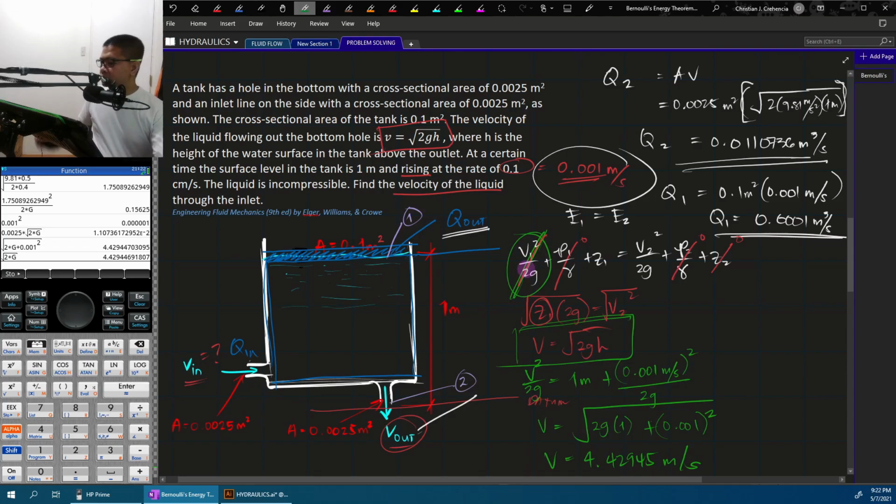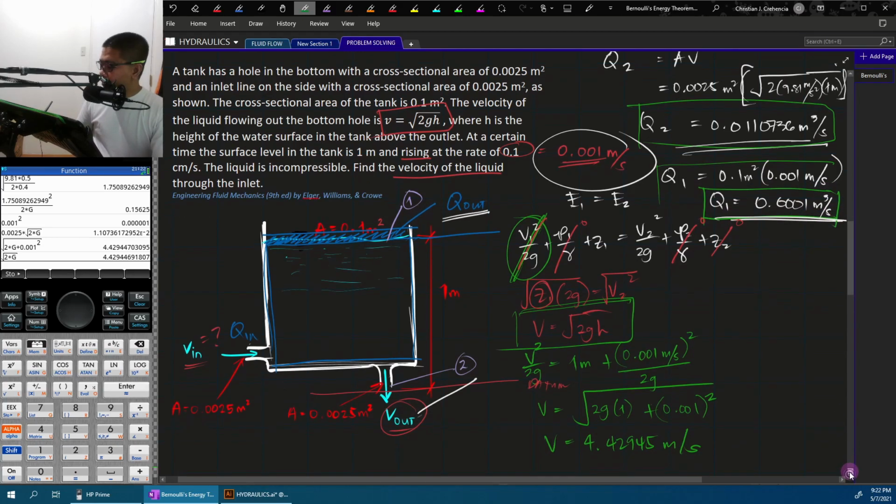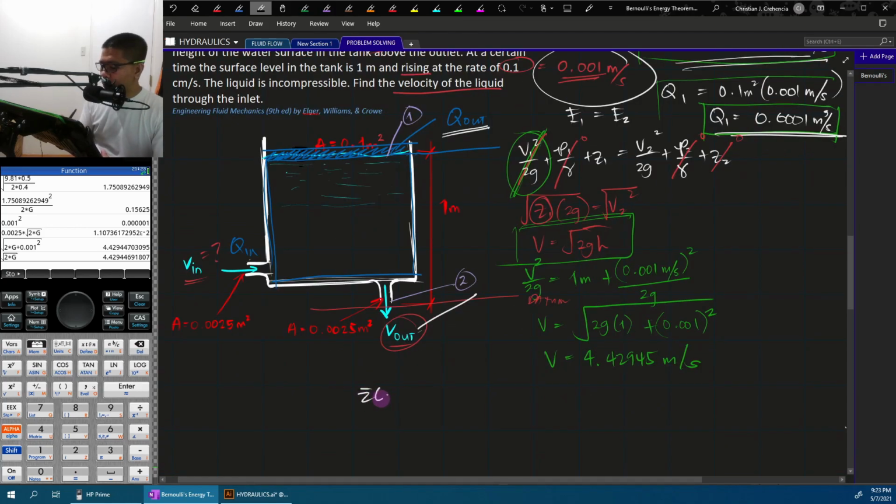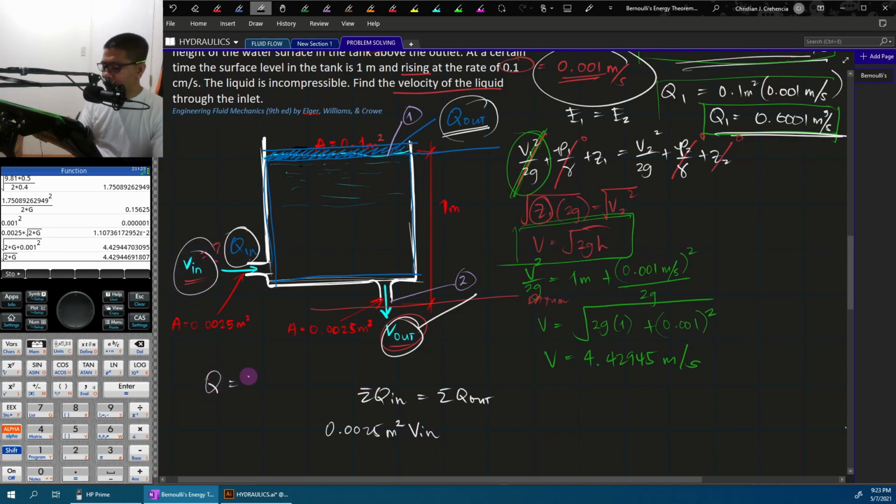Okay? So ngayon, alam na natin yung value ng Q2 and Q1. So, sabi nga natin, these are both outflow. So, by continuity equation, yung summation ng Q in, yung inflow, must be equal sa summation ng outflow. So, in terms of Q, again, discharge Q is area times velocity. So, area is 0.0025 meters squared times velocity in. So, again, Q is equal to area times velocity. Area times velocity, then equal to the summation of Q out.